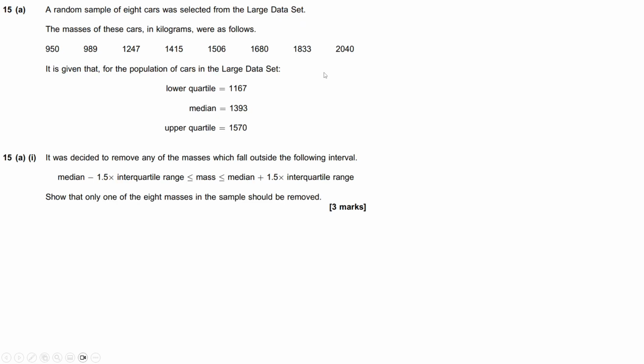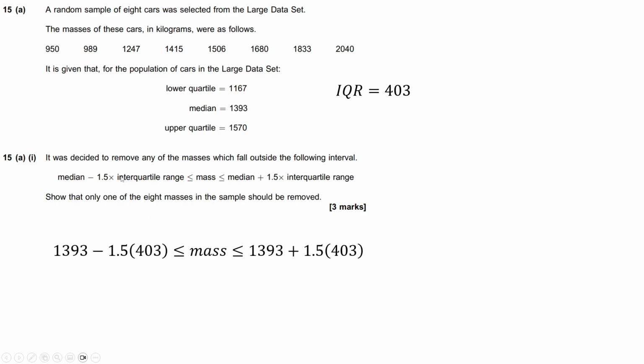This is the large dataset question, so this is just a waste of time. The interquartile range is the upper quartile subtract the lower quartile. If you did foundation maths, then you should be able to do this. The median is given to you, and everything else is given to you, so you just plug in the values. 1.5 times 403 is less than the median plus 1.5 times 403. You simplify to get that.